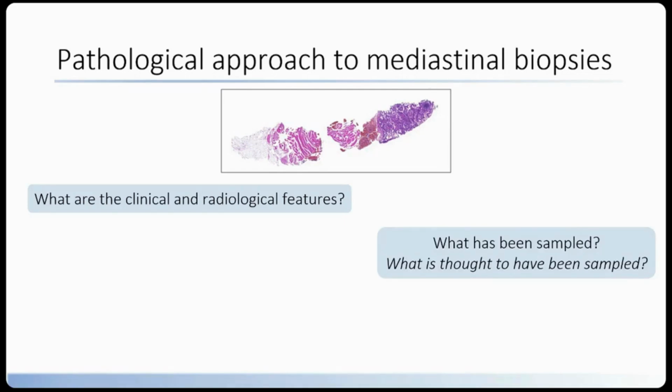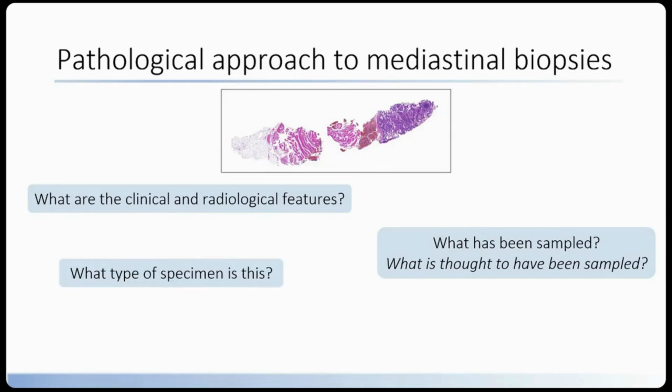I think the next thing that's really important, and again, this comes from bitter past experience of either being caught out myself or having seen others caught out, is know what has been sampled, or actually what is thought to have been sampled. Because sometimes it's sent as a lymph node, and if we approach it as, oh, this is a lymph node, we may see, in quotes, a lymph node, where actually it's a bit of thymic tissue that's been sampled. So it's really important to know this is what they think they sampled, but also take a step back and say, well, if it doesn't all hang together, does it actually fit with what they think has been sampled?